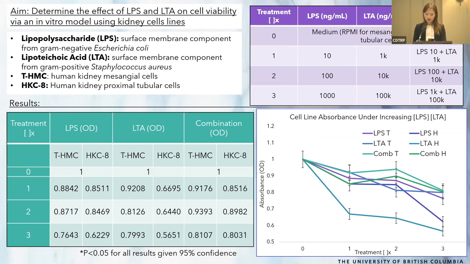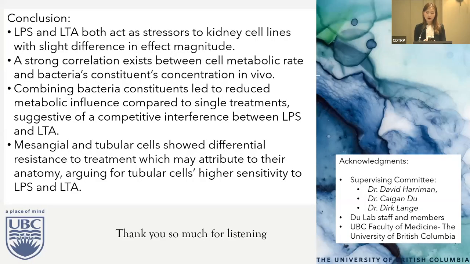So based on our observations, we can conclude that gram-negative and gram-positive bacteria constituents show significant stimulatory effects on kidney cell viability, with gram-negative from E. coli causing a stronger stimulatory effect than gram-positive from Staphylococcus aureus. Bacteria species may modulate one another via a competitive influence, which supports the emergent argument for a protective function of a diverse microbiome on human health.